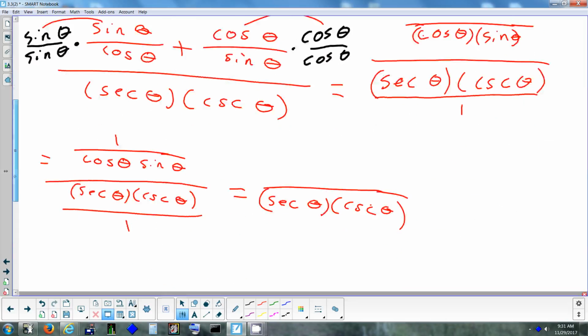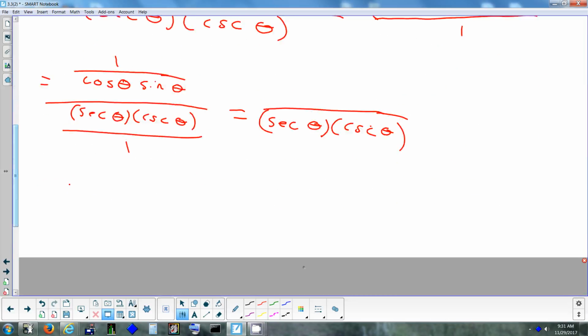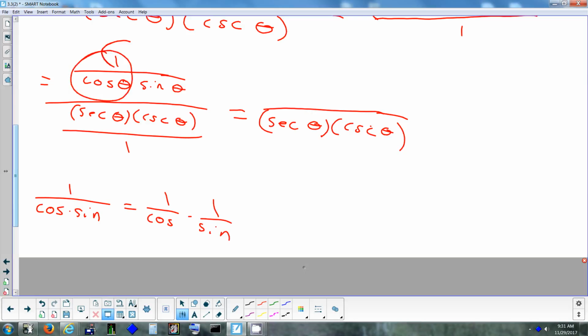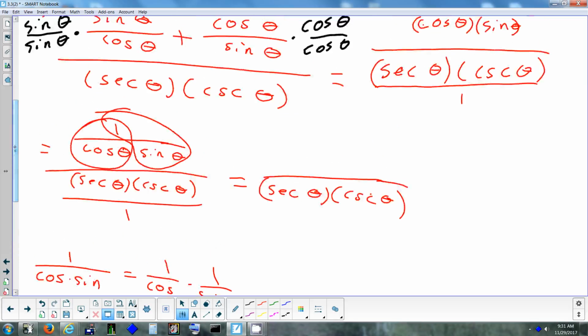Well, just kind of off to the side, if you wanted to think of this, 1 over cosine times sine, it's exactly the same as this. You can separate it into 2 fractions if you want. So you have 1 over cosine and 1 over sine. Okay, think of it separate. What's 1 over cosine? Secant. And what's 1 over sine? Cosecant.